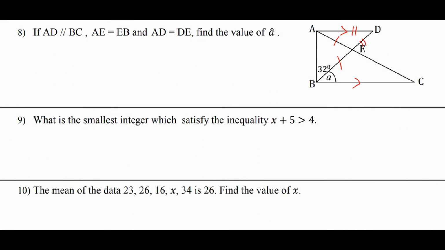Question number 8 is related to angles and it contains some parallel lines. If AD is parallel to BC, I have already mentioned in the figure, AE equals EB, it's already mentioned, and AD equals DE. Right, we have to find the value of the angle A at the point B. First of all, we will try to construct some connections in the figure.